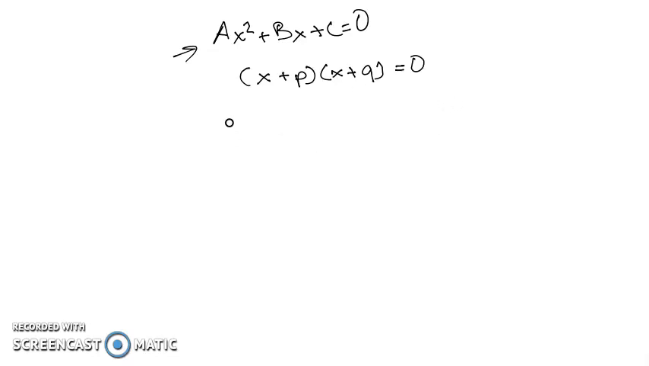Now, if we expand this, we get x squared plus x times p plus q plus pq equals 0. Now the whole point is you're trying to look for two factors, p and q, that add to b and multiply to c.